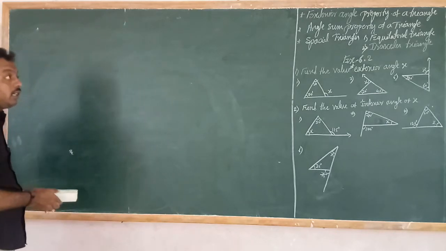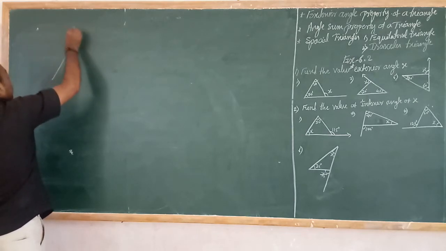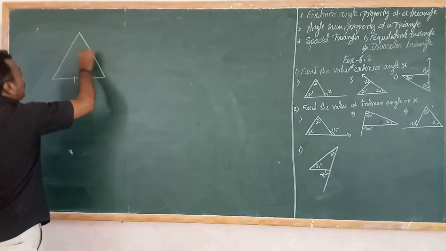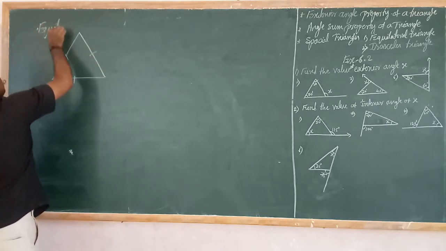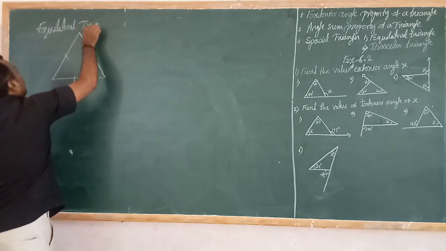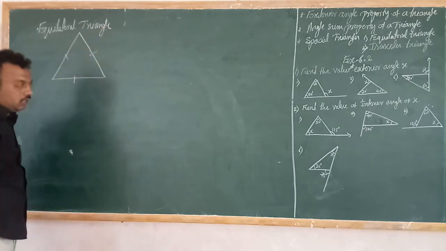The next one, special triangles. First I will take the equilateral triangle. In an equilateral triangle, all sides are equal. Is it right? Already I discussed this in the previous classes.